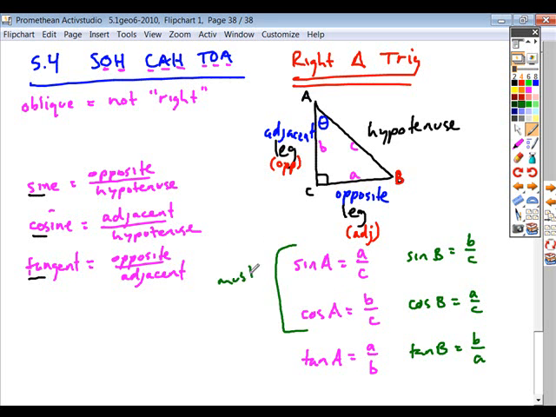So these ones must be a value between -1 and 1. The tangent, there's no restriction on that. A can be much longer than side B. Again, it's kind of unlimited. There's no specific restriction on that. But the sine and cosine have to be numbers that are less than 1, greater than -1.